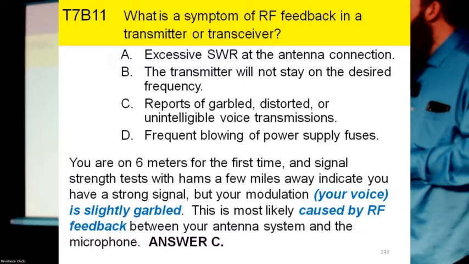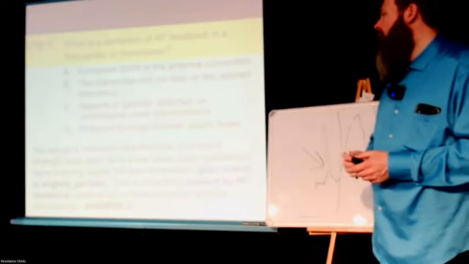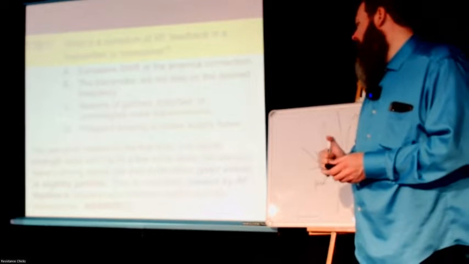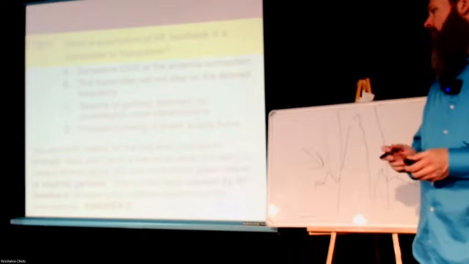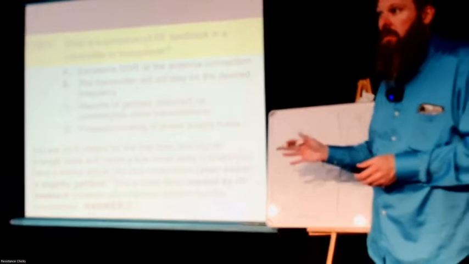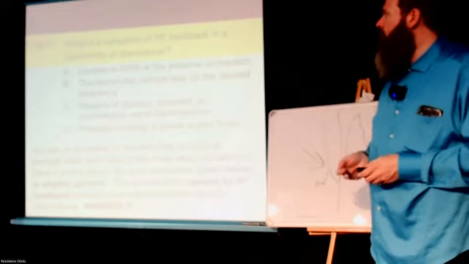What is a symptom of RF feedback in a transmitter or transceiver? It's reports of garbled or distorted or unintelligible voice transmissions. Okay? So it's basically that RF, the radio wave, is getting between your antenna system and your microphone. So your radio signal is being induced onto your microphone cable, and then that's messing up the audio.